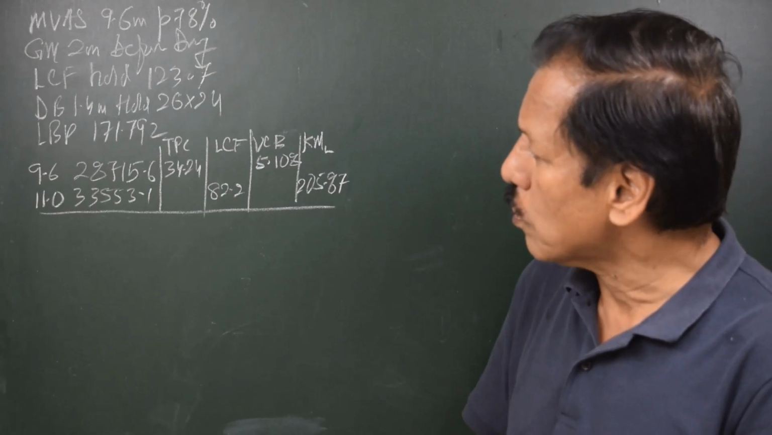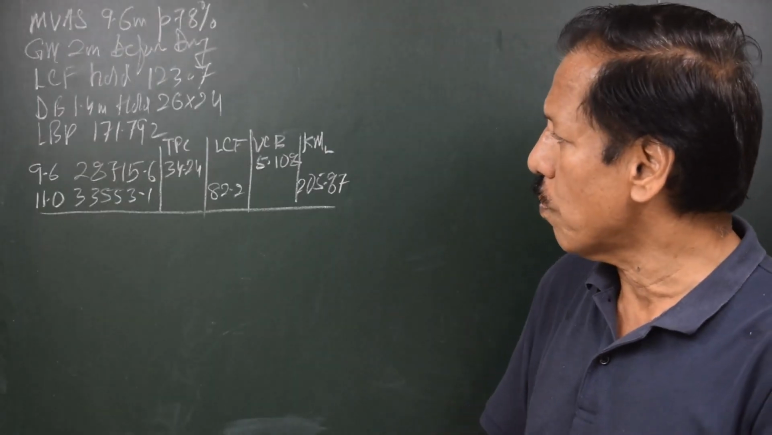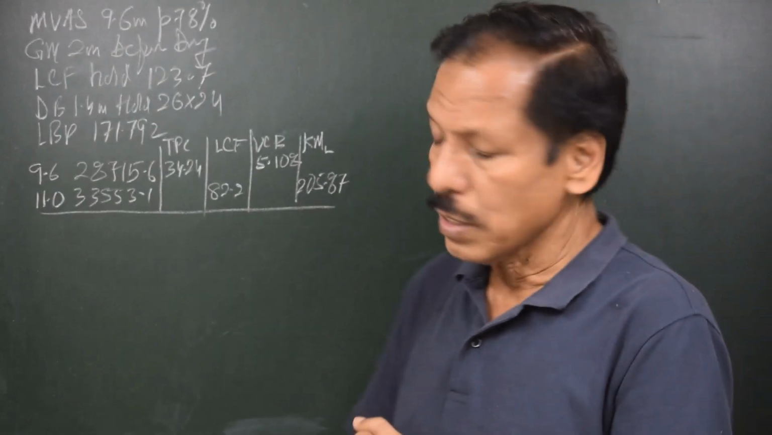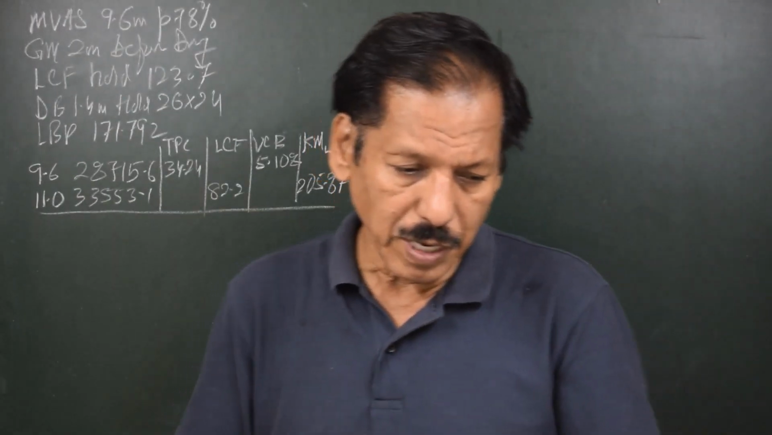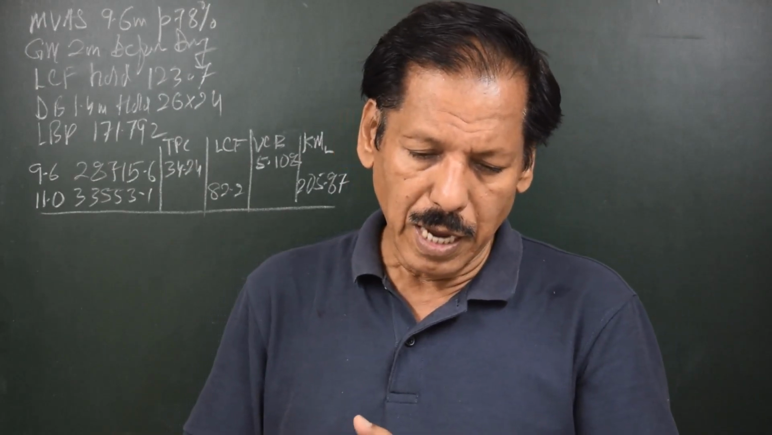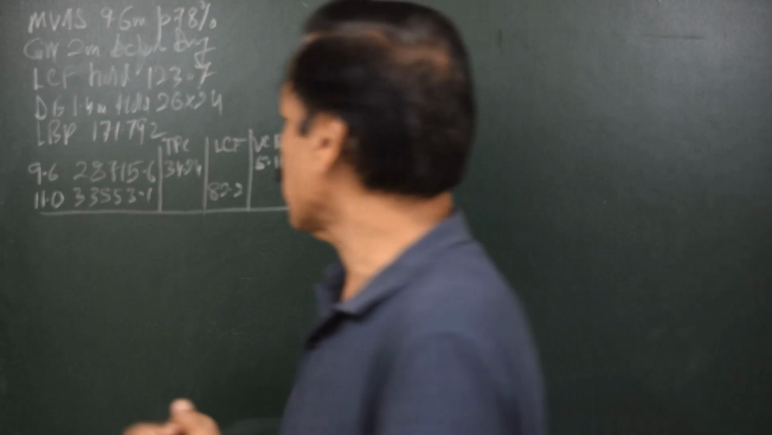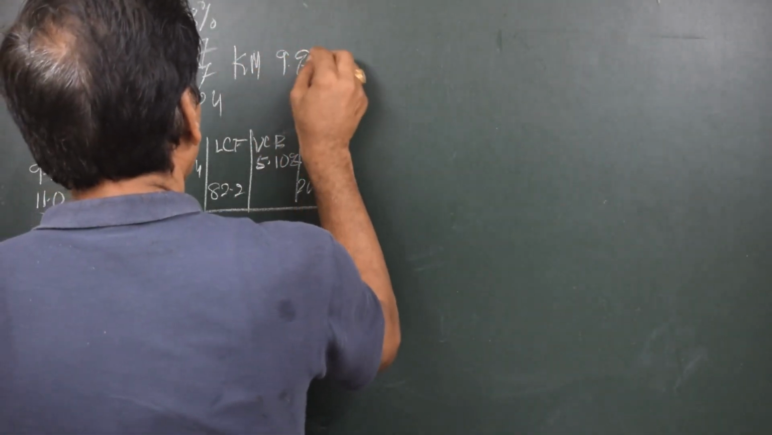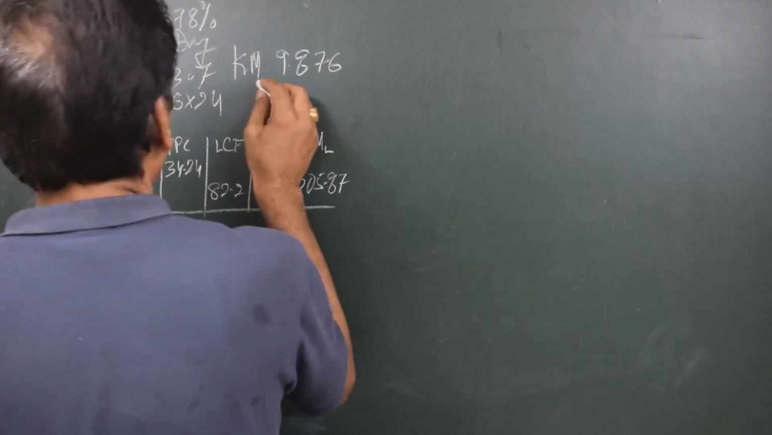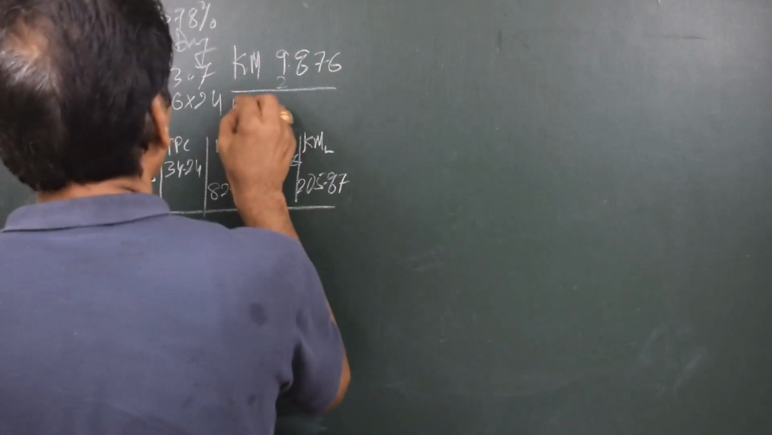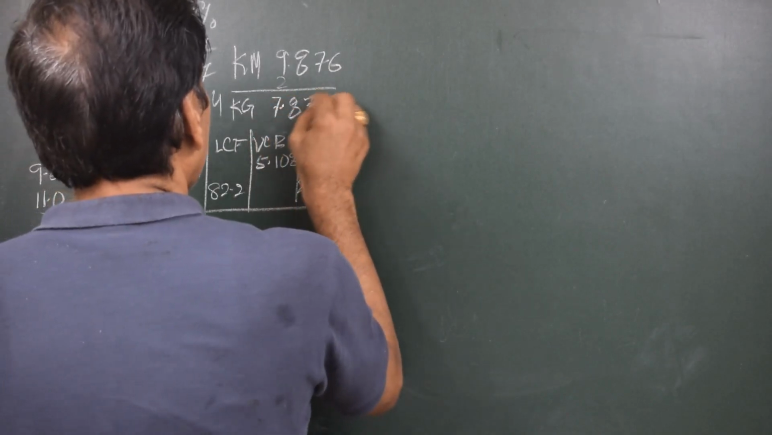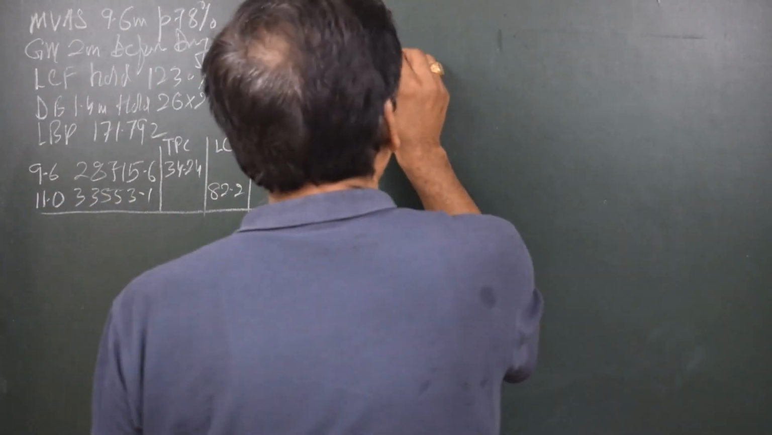So we proceed now. Initially, before the vessel gets damaged, the GM is 2 meters and the KM transverse of the vessel is 9.876. So the KG, which is going to be unchanged, is going to be 7.876.